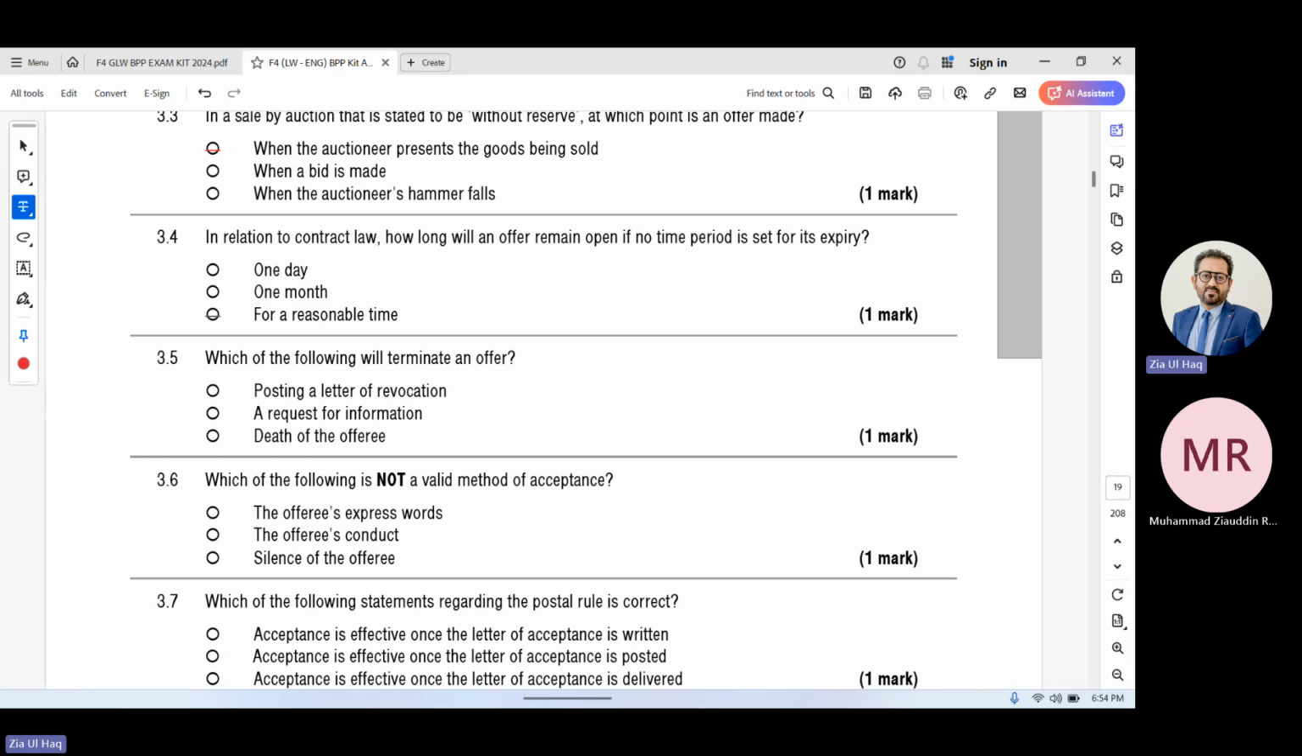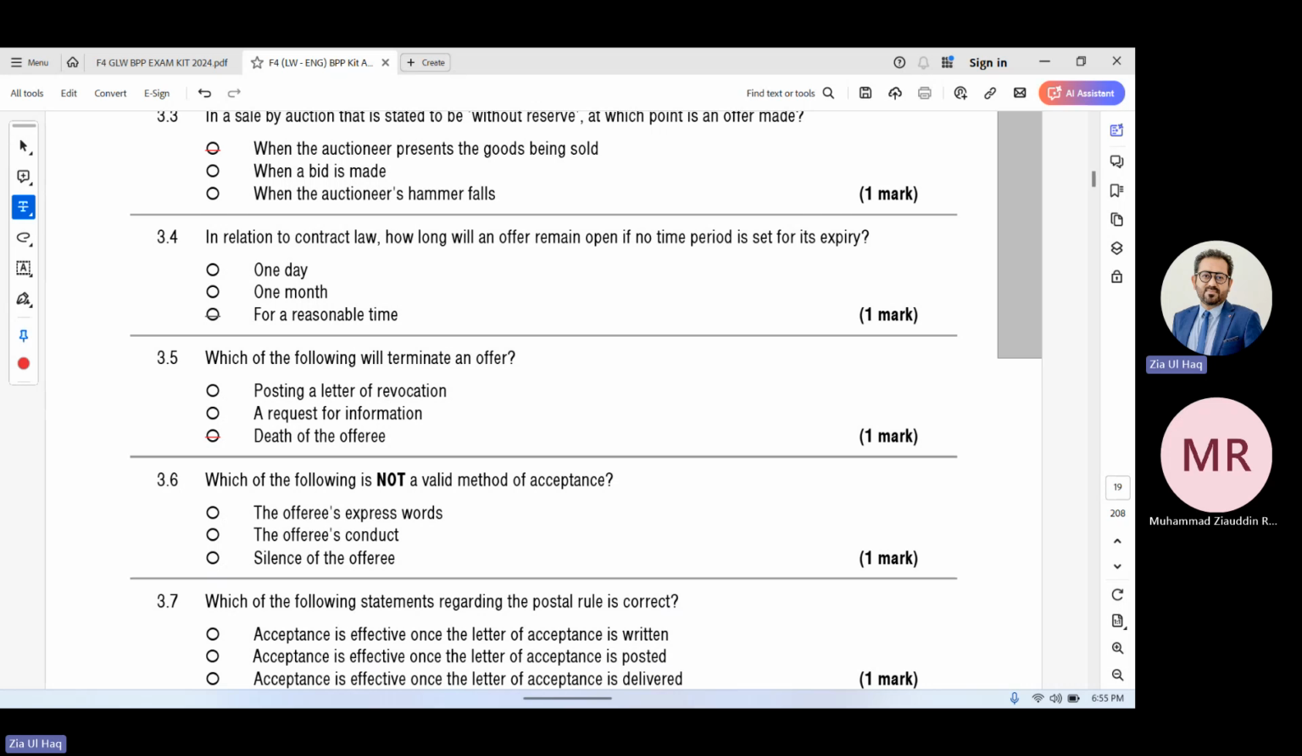3.5. Which of the following will terminate an offer? Posting a letter of revocation, a request for information, or death of the offeror? Death of the offeror: ultimately, when one party is no longer present, the offer is automatically terminated.